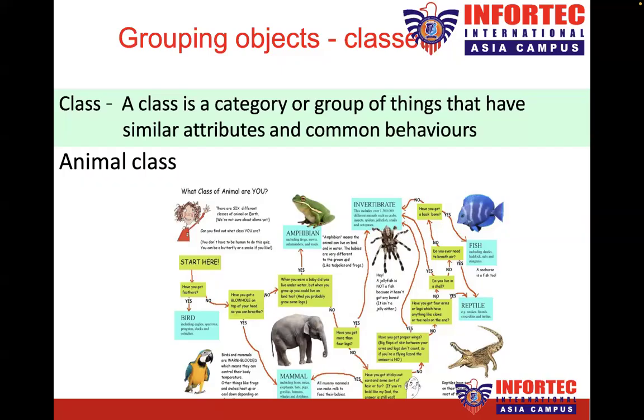So here also we do the same thing. We put similar things together and we prepare a class for that. So the formal definition for class is: a class is a category or group of things that have similar attributes and common behaviors. So this is the animal class.